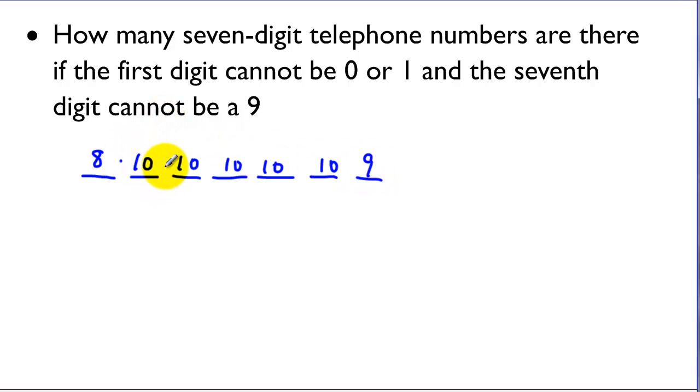So to find the total number of telephone numbers, we would multiply this together, and we're going to get 72, and then we've got 1, 2, 3, 4, 5 zeros.